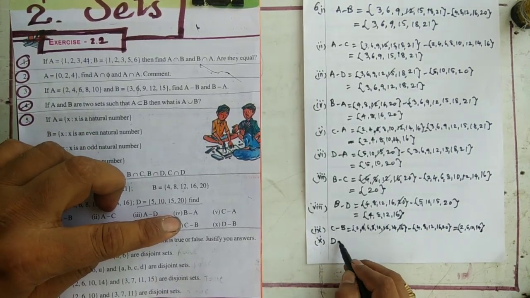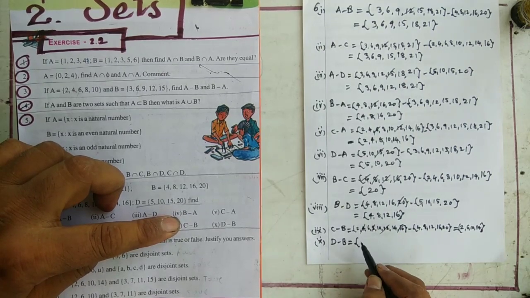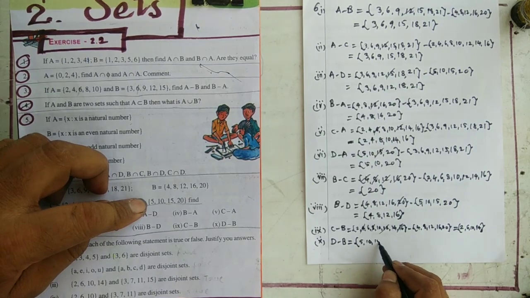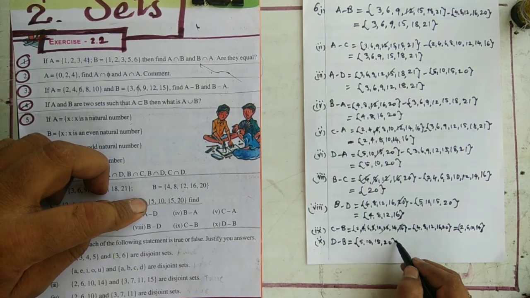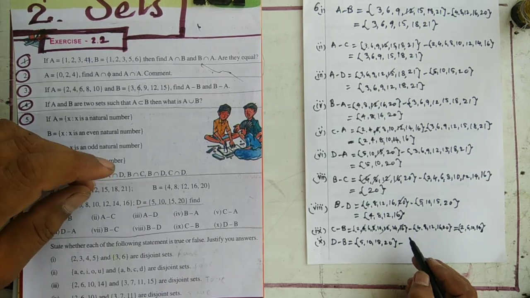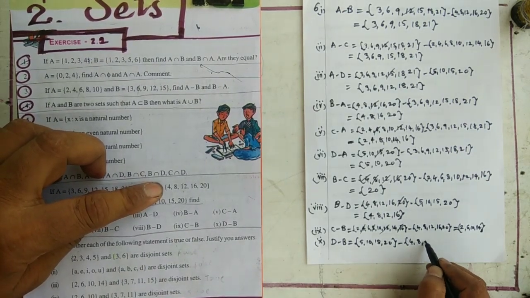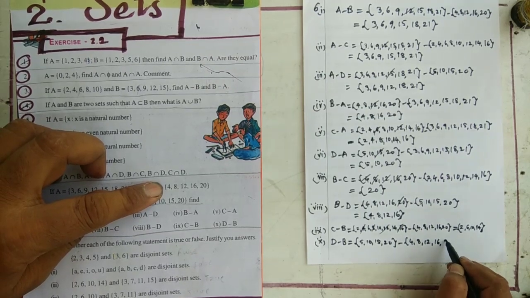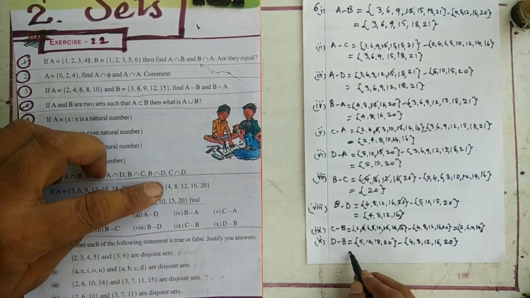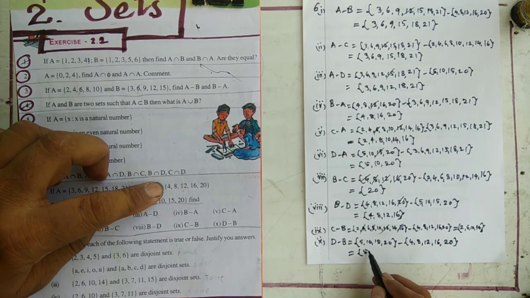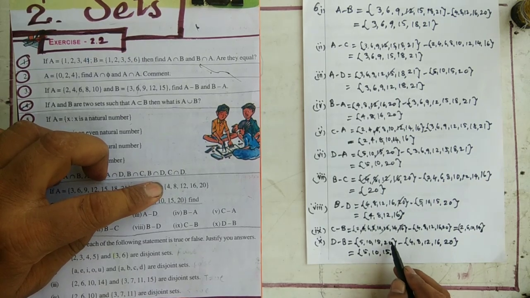D minus B. D is 5, 10, 15, 20. B is 4, 8, 12, 16, 20. So 5, 10, 15, 20 is common.